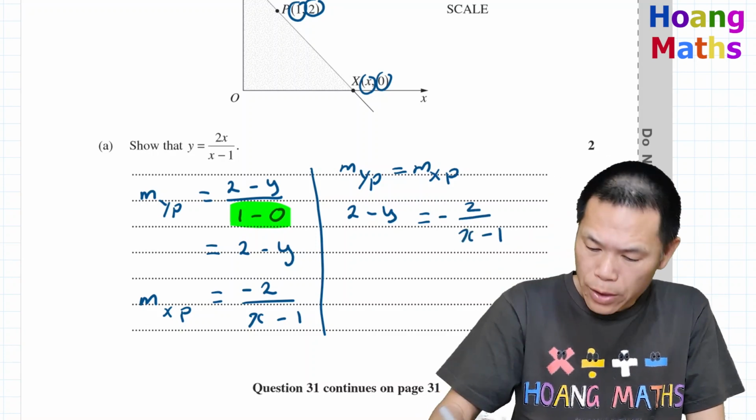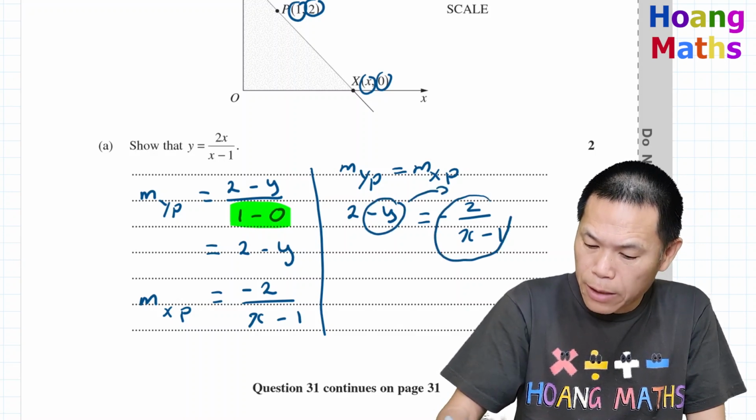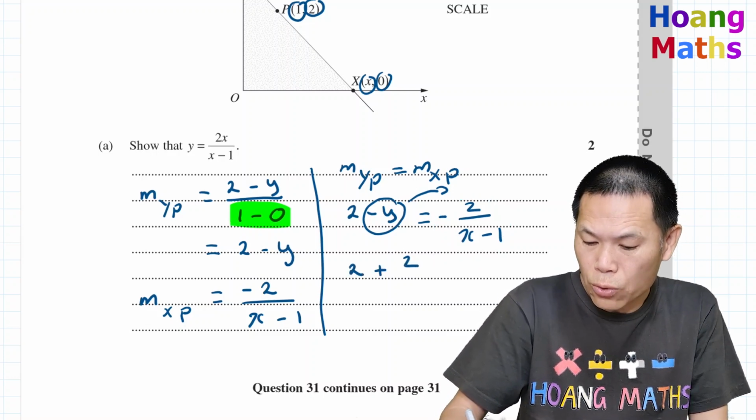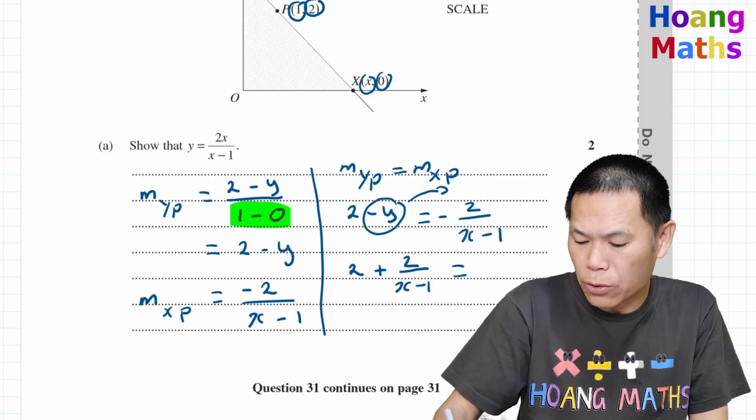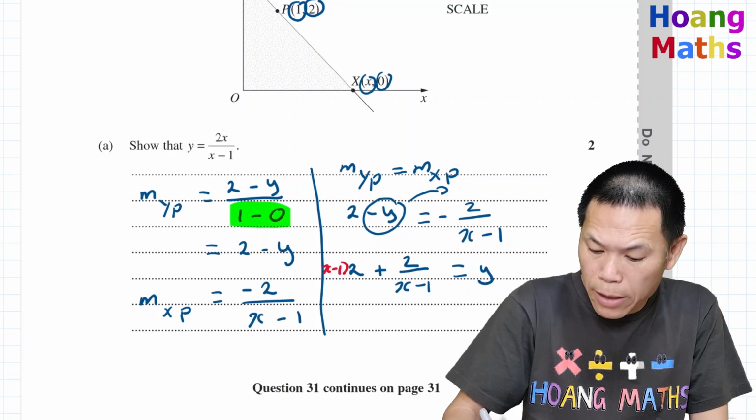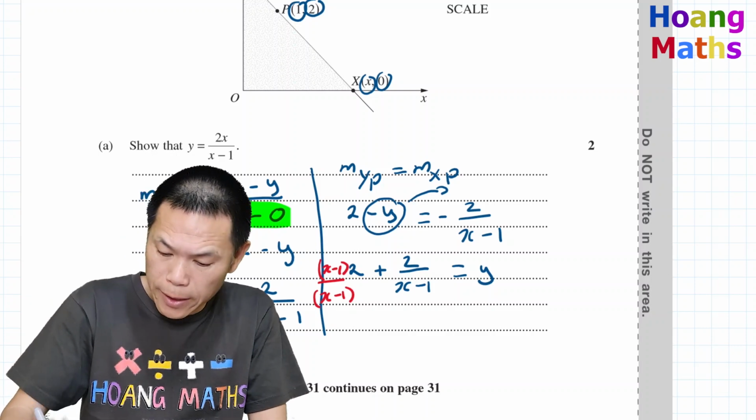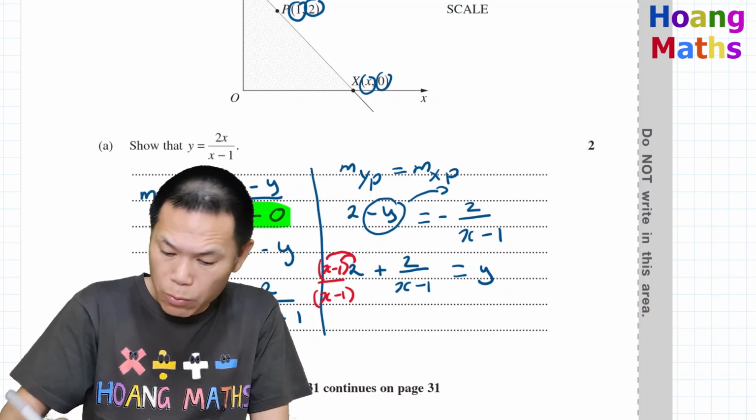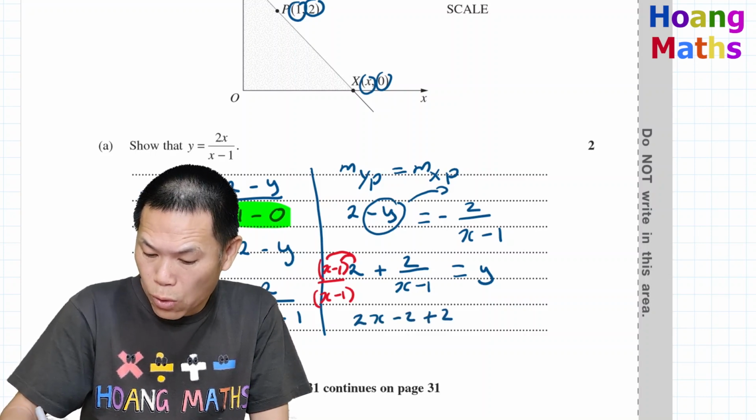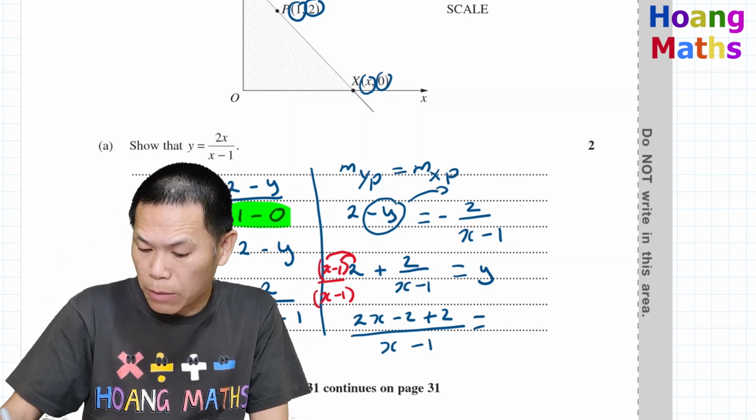So what I do now is I move negative y on this side and this term here on this side. So this means that 2, we add 2 over x minus 1, is equal to y. So I simplify this. So I times this by x minus 1 over x minus 1, so that gives me the same common denominator. So I expand this out. So that will give me 2x minus 2 and add 2, over x minus 1. Okay, I can write it in one fraction. So that gives me y.